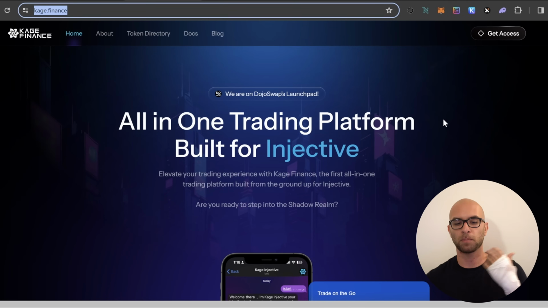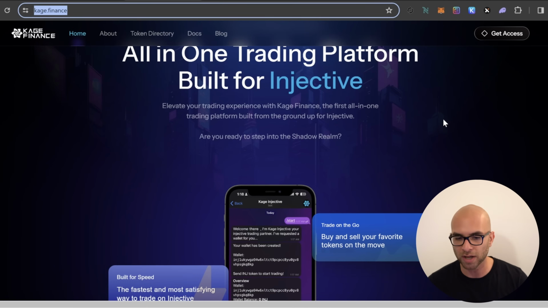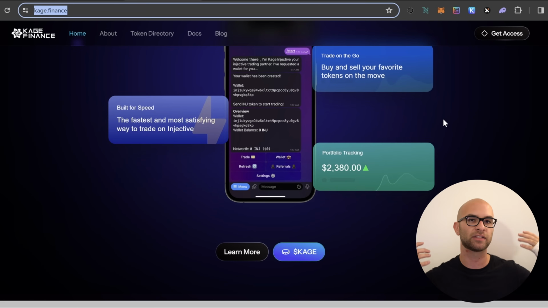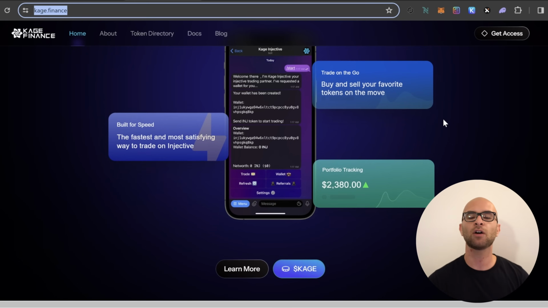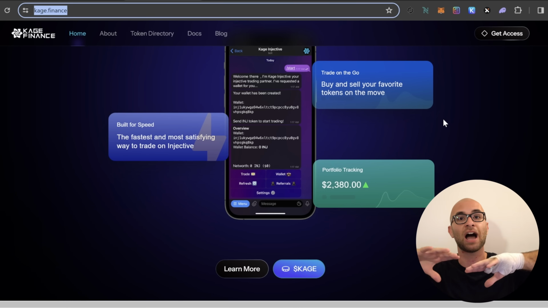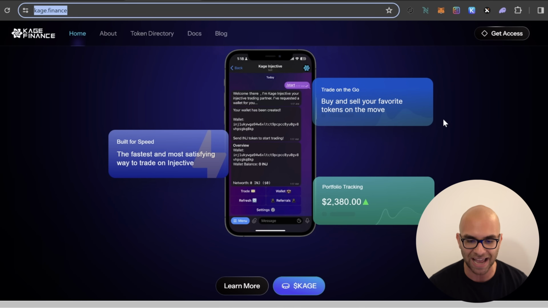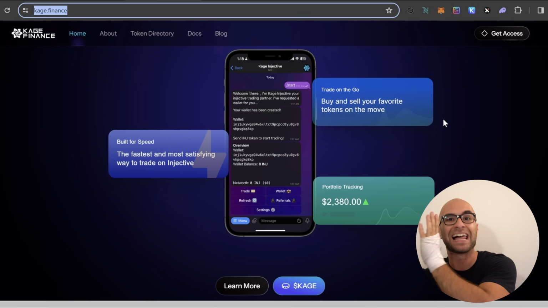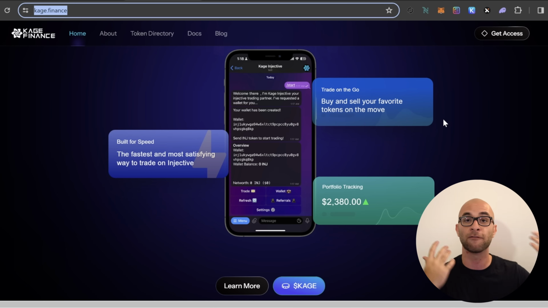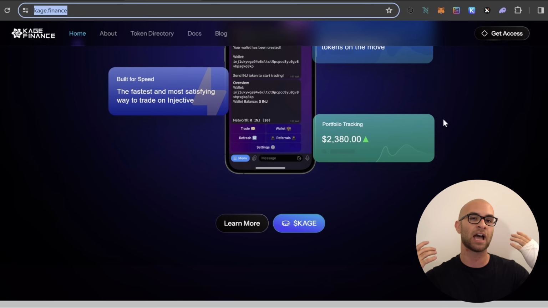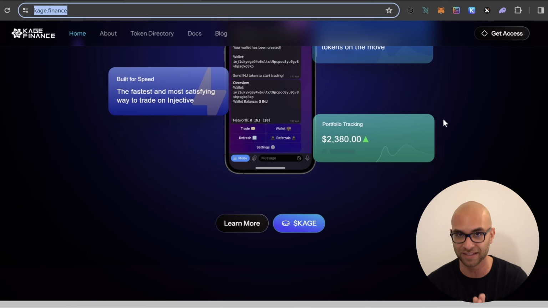To go over the platform a little bit more so you guys know what to expect, they're trying to create this all-in-one platform that is not only going to be on Telegram in the beginning, but in quarter two of this year, they're hoping that they can make their all-in-one platform on an actual website. And the whole premise is that you're going to be able to buy and sell all of these different tokens that have to be listed on DojoSwap, at least in the beginning. You're going to have faster trades than people that are just going through different DEXs, and they're also going to have portfolio tracking embedded in this as well.